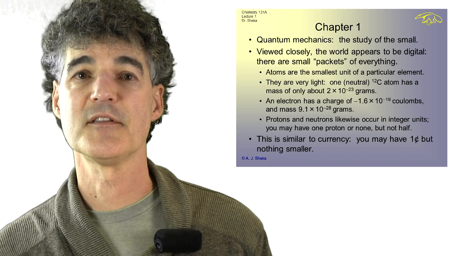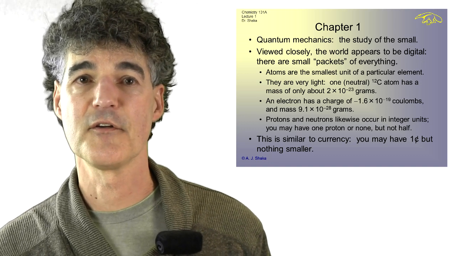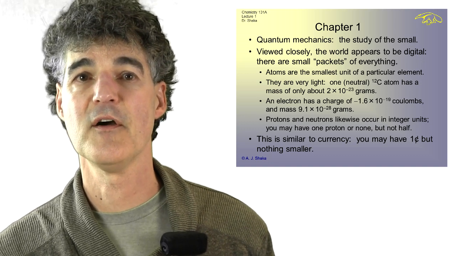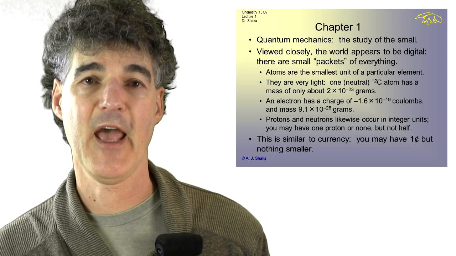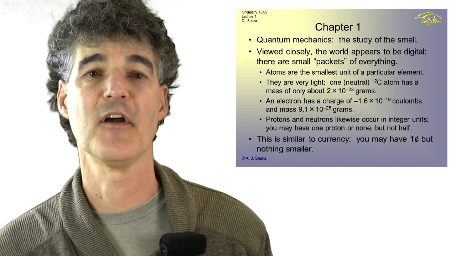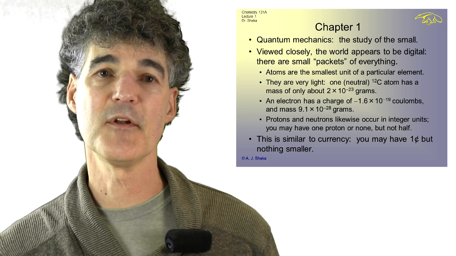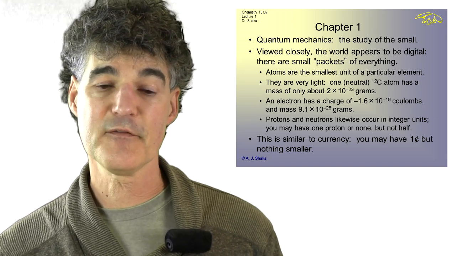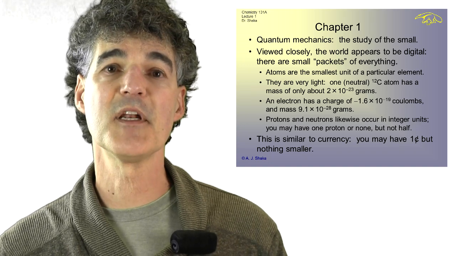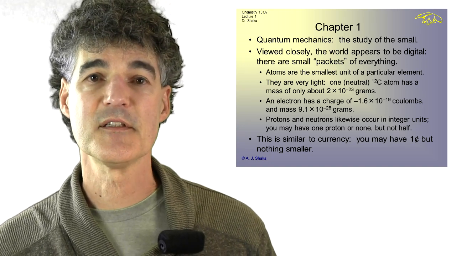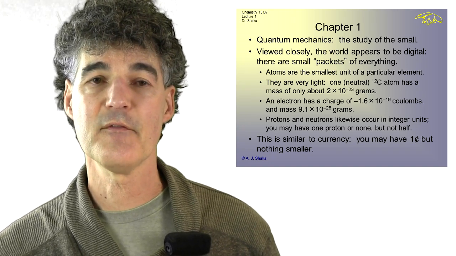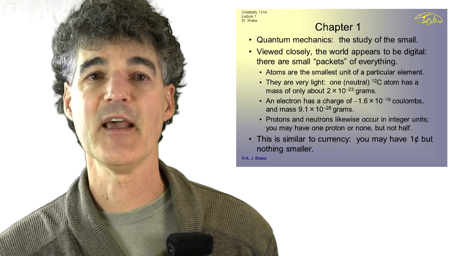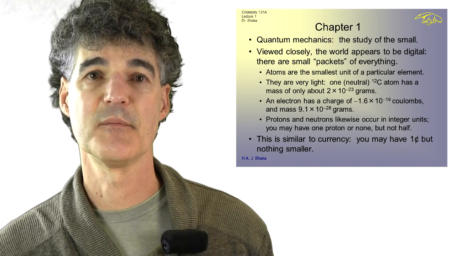And likewise, protons and neutrons occur in integer units. You can have one proton or none, but you can't have half, and you can't have half an electron. This is pretty much similar to currency. There's a minimum amount of currency. It's different for every currency, but there's still a minimum amount. In the US system, it's 1 cent. So you can have 1 cent, but you can't have anything smaller and have it be legitimate currency.